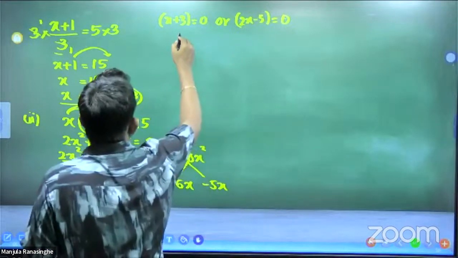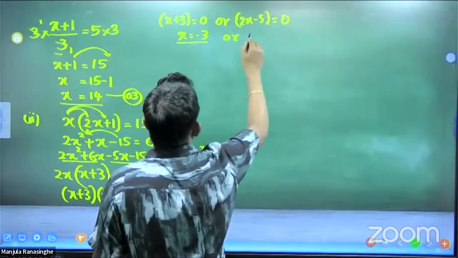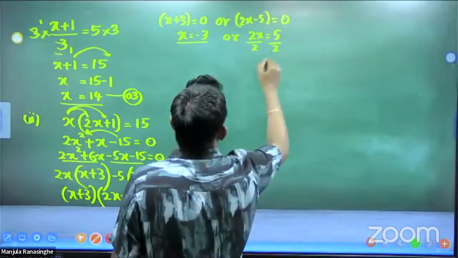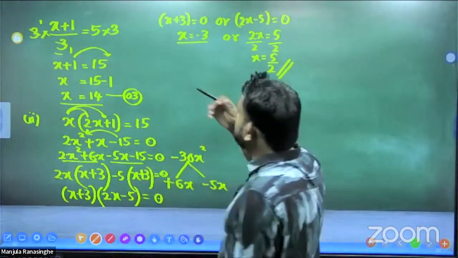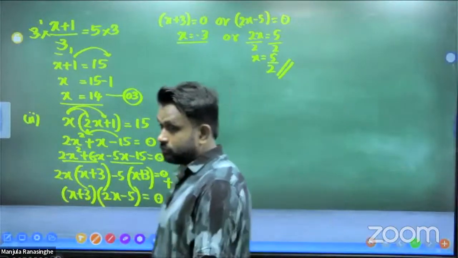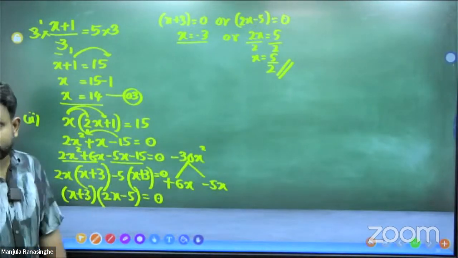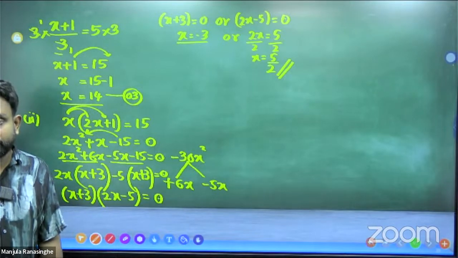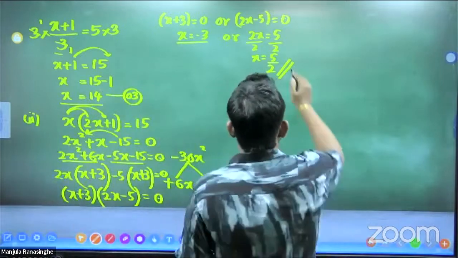Then here subject x, x equal negative 3, right? Or here you can subject x, 2x equal positive 5, then divide by 2 both the sides, then x equal 5 upon 2. Okay, these are the two values. 5 upon 2 means 2.5, you can even write 2.5. For that part you have another 3 marks there.